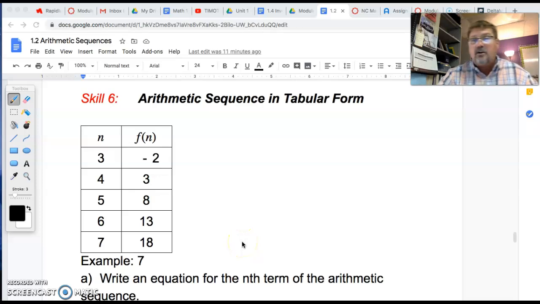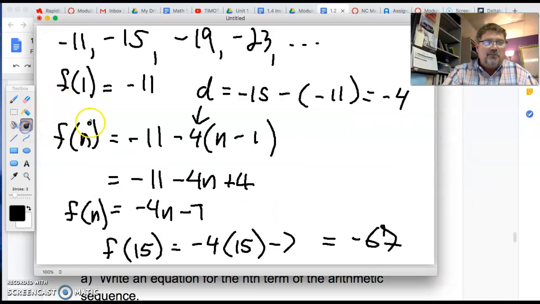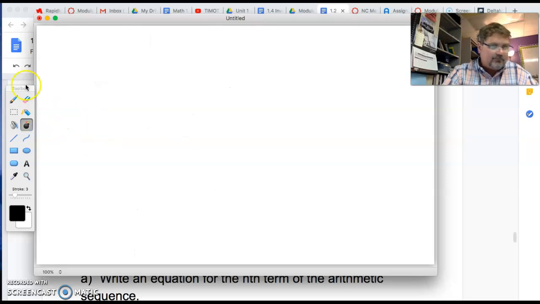Okay, what predicts these terms? Now, an inspection really quick gives us that we know d is 5, right? 8 minus 3 is 5. 13 minus 8 is 5. 18 minus 13 is 5. So d is 5. The problem is I don't have the first term. I don't have f of 1. I have f of 3. So I need to back it up, and there's more than one way to do this. I'm going to show you what I think most of you would do, and I think it's a good strategy.